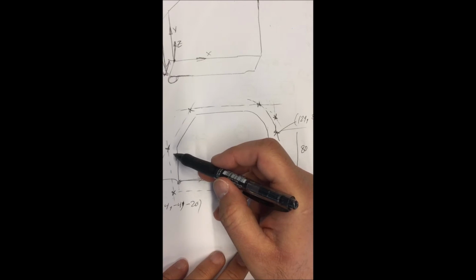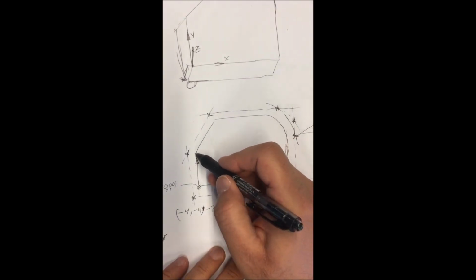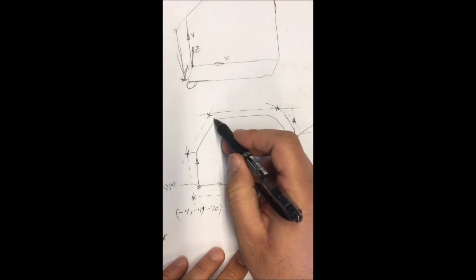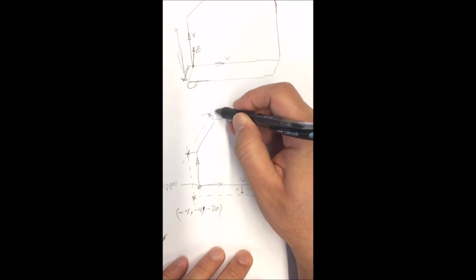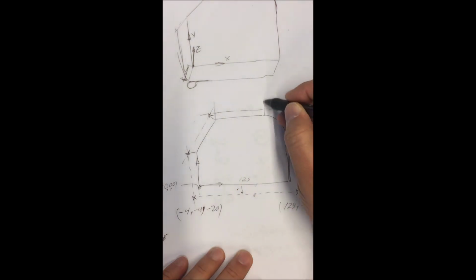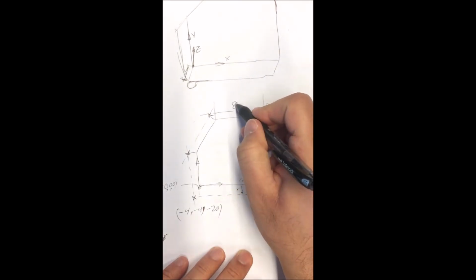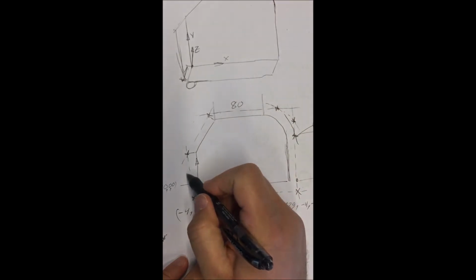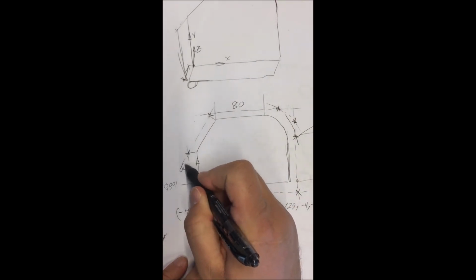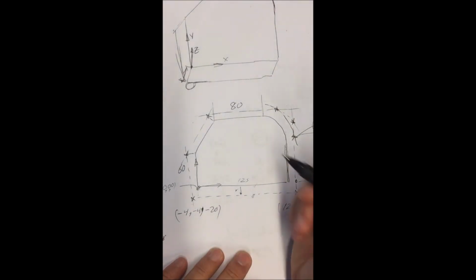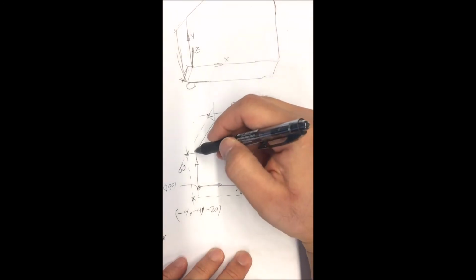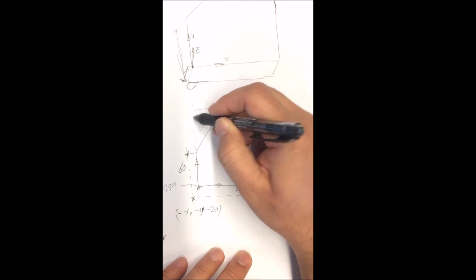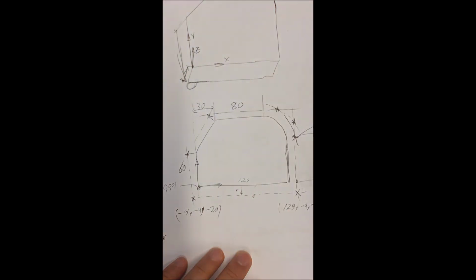This point is going to be tricky, because this point is not going to be exactly at the same level for the x. So let's consider the following, that the distance from here to here is going to be another 80. From here to here, let's say it's going to be 60 for the y, and for the x of that, let's say it's going to be equal to 30.